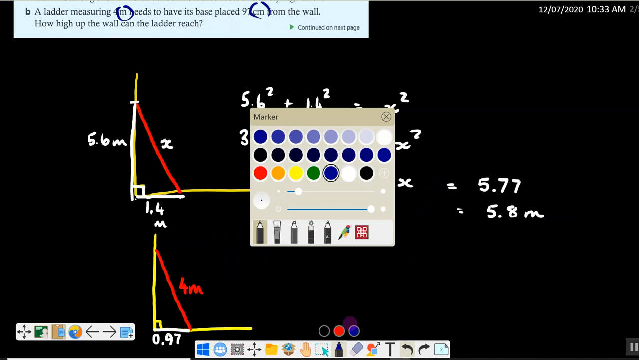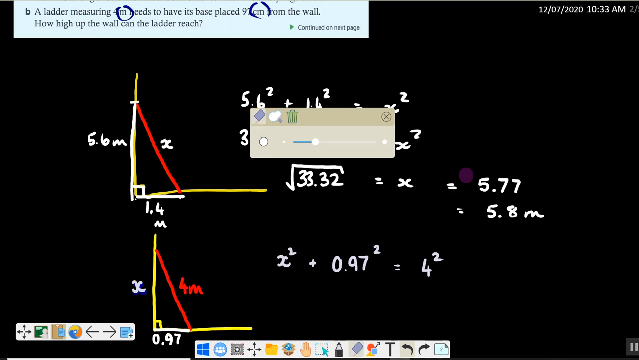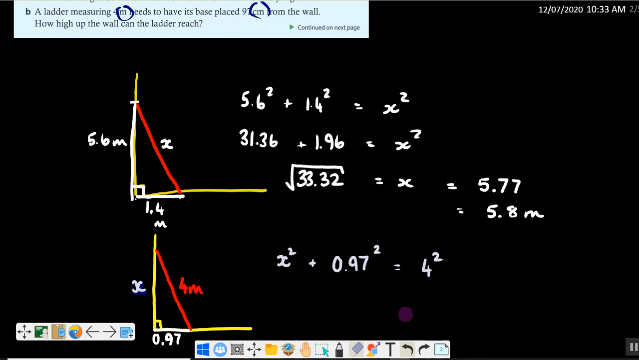So then this is the x value that I want to know. So we're expecting to do subtraction. So we do x squared plus 0.97 squared equals 4 squared. Now can you see why it would make a big difference that I have to write 0.97? Imagine if I had 97. Why is that now wrong? Sam?